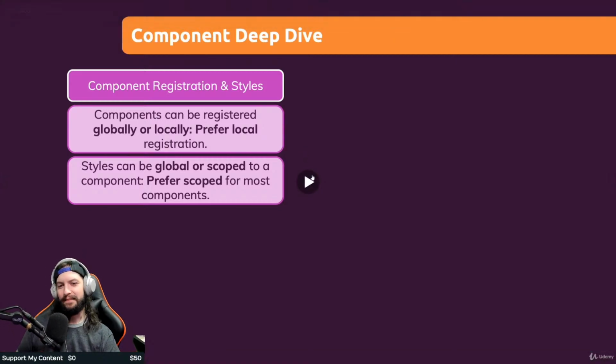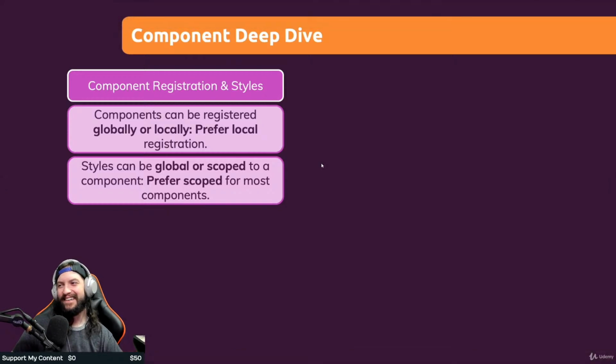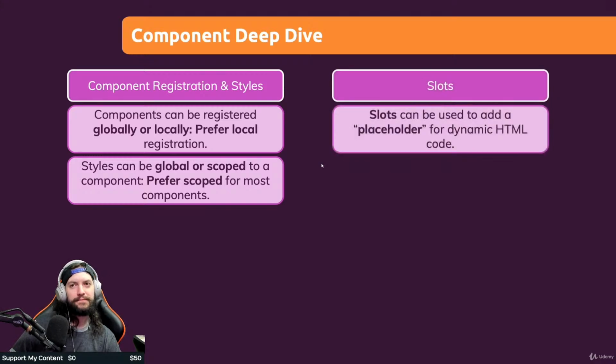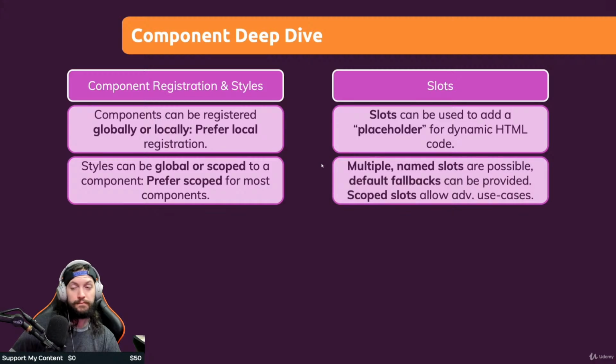You should prefer scoped styles for most components, but definitely set up global application-wide styles, like a font family, in an unscoped style tag in your app.vue file. We also had a look at slots, another key feature. Slots can, in the end, be used as a placeholder for dynamic HTML code, which can then be inserted from outside into a component. You can have single slots, you can have multiple slots, where you then also need names.